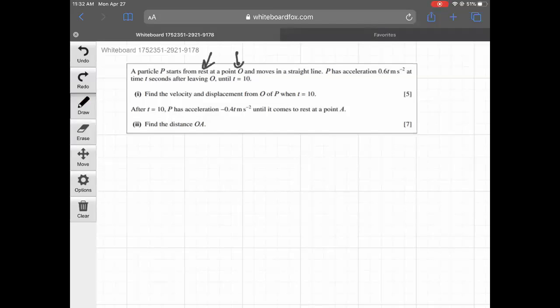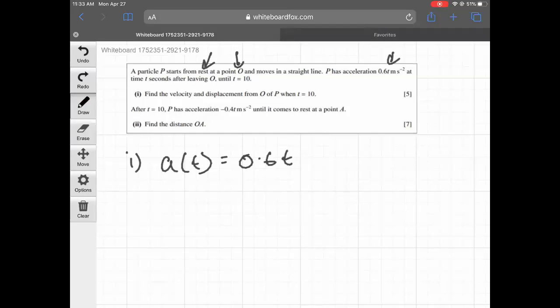It moves in a straight line and has acceleration that depends upon time t seconds after leaving O, until t equals 10. Find the velocity and displacement when t equals 10. So what we've got is a(t) is equal to 0.6t.